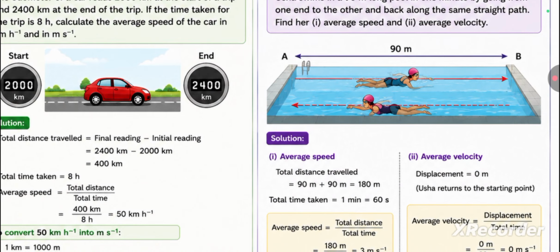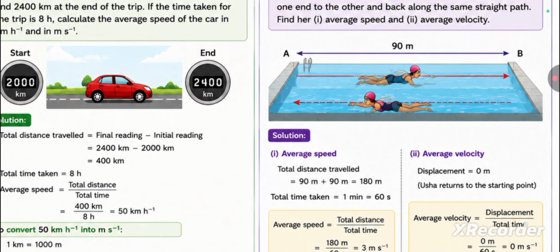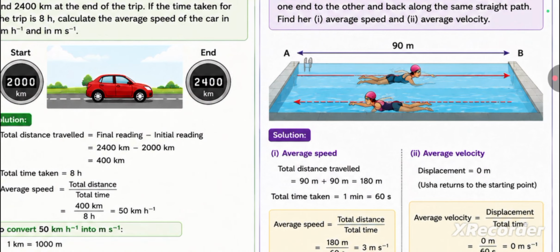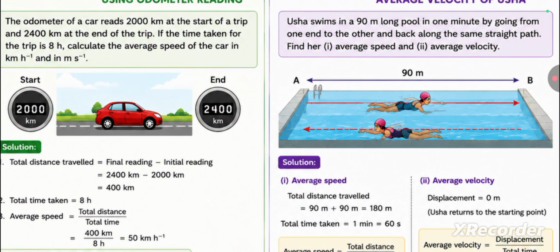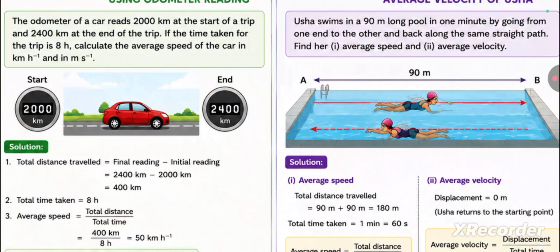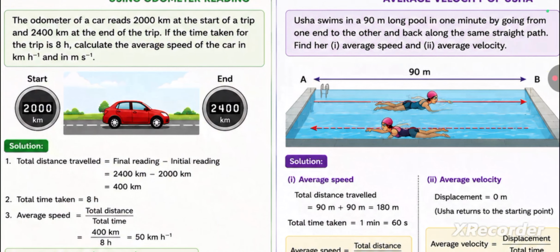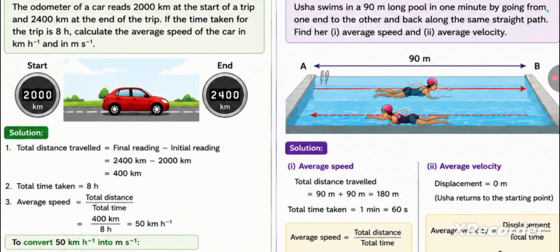First one is average speed. Average speed is equal to total distance traveled. She swims from one end to another end in a 90-meter long pool. So in one direction she travels 90 meters and in the other direction she travels 90 meters. So the total distance traveled by Usha is 180 meters. And the total time taken is 1 minute, which can be changed into seconds, that is 60 seconds.